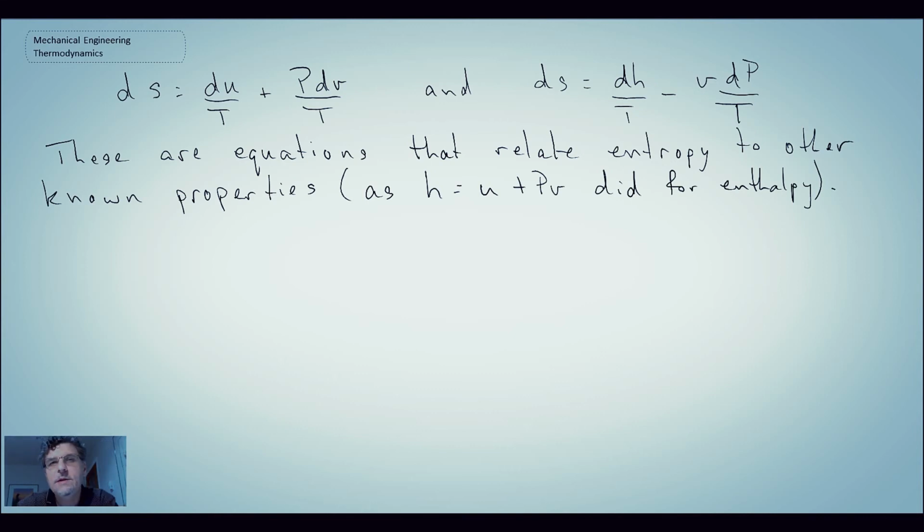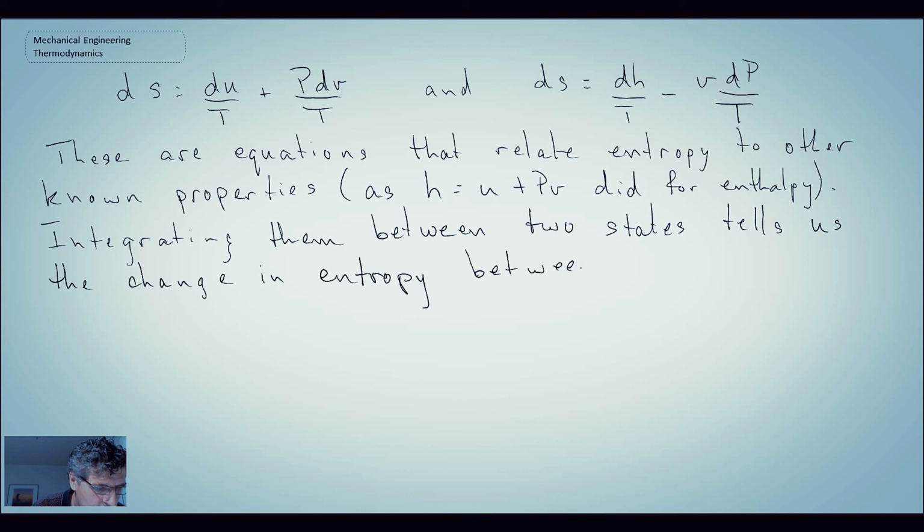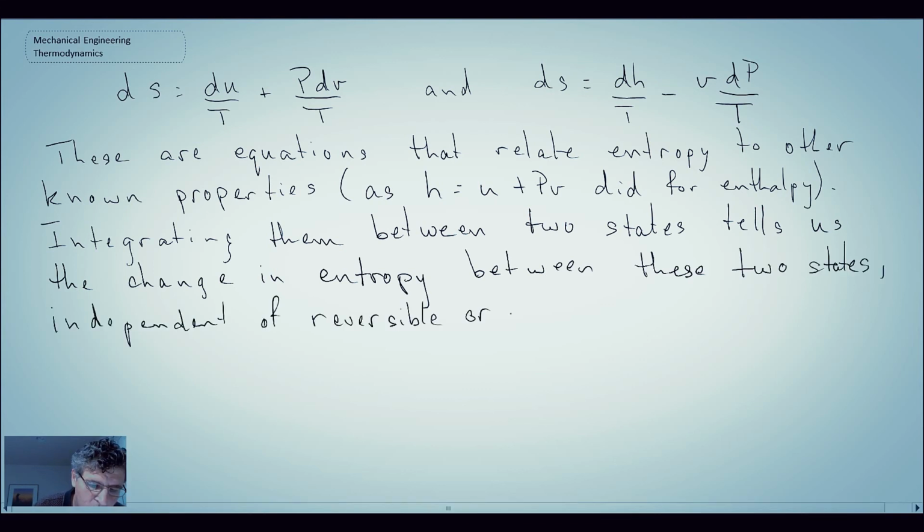So this is a relationship between the entropy and other properties that we already know. And it is analogous to what we did when we looked at enthalpy, and we expressed enthalpy in terms of internal energy, pressure, and specific volume. So with these two equations, what we can do is we can integrate them between two end states, and that will tell us the change in entropy between those end states.